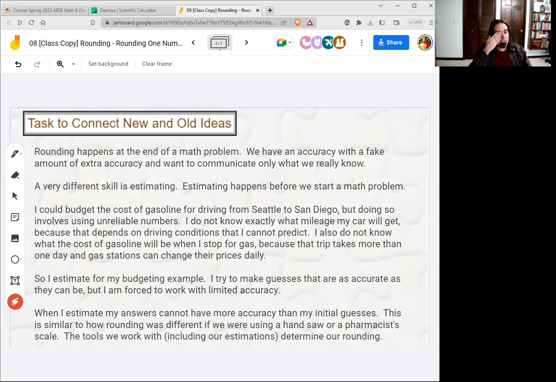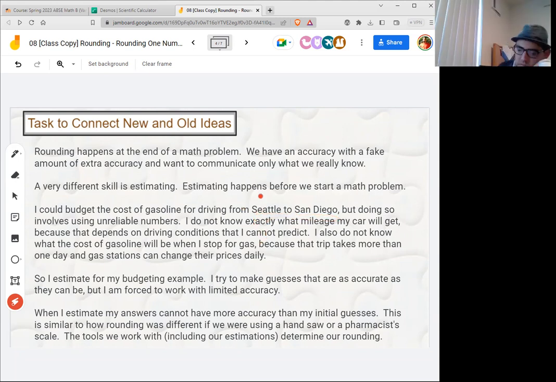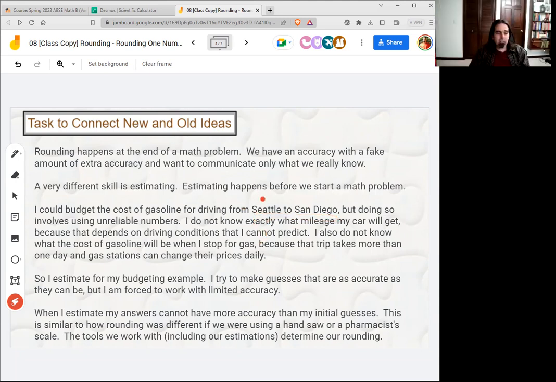This is what happens at the start of a math problem, before we start the math. So as a story about estimating, we're trying to drive from Seattle to San Diego. I want to know about how much I'll spend on gas. And I simply don't have the right numbers. I don't know exactly what mileage my car will get, because that depends on the traffic and driving conditions.